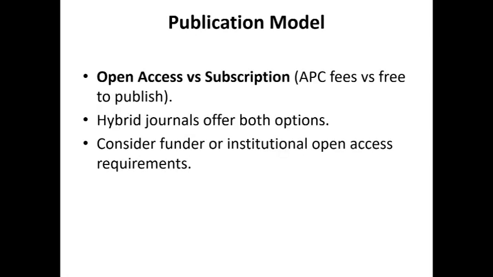Then the publication model, as I told you: open access and subscription are there. APC, that is the article processing charge, may be free, so it is free to publish. Then hybrid journals, if you are taking one, have both APC payment and without-APC options. You can consider any funder or institutional open access requirements.